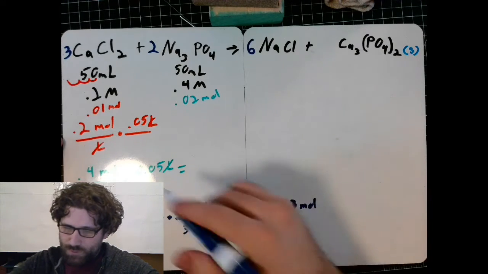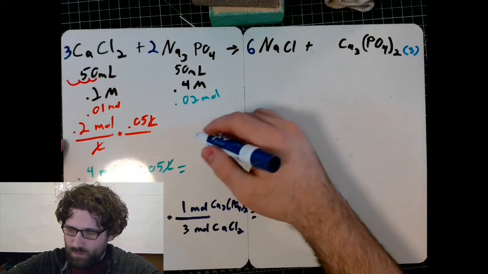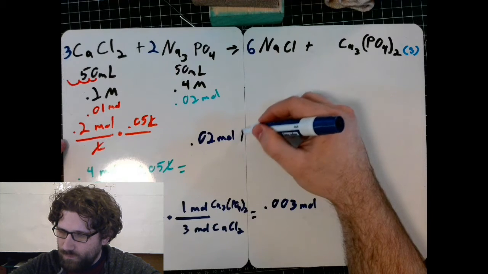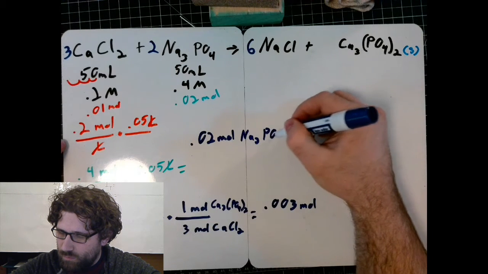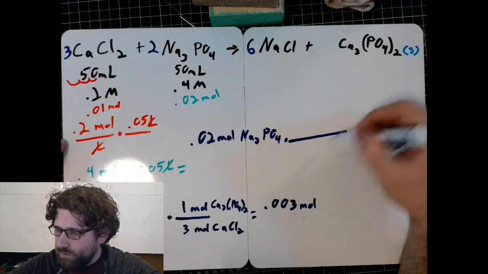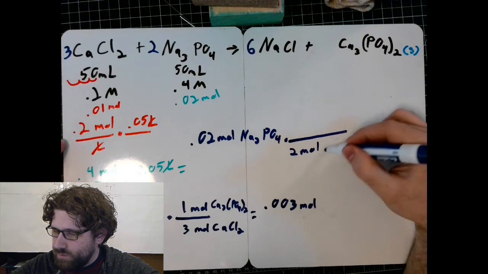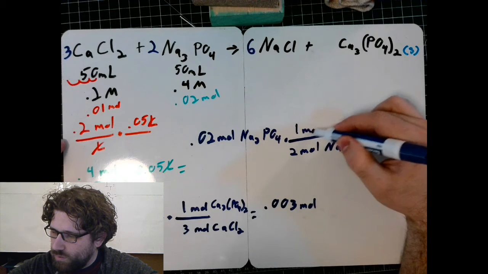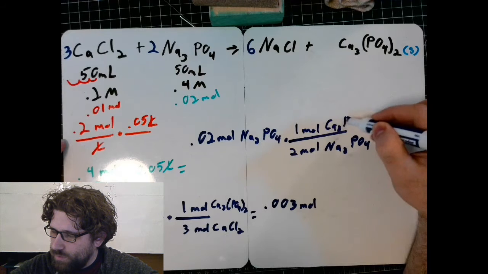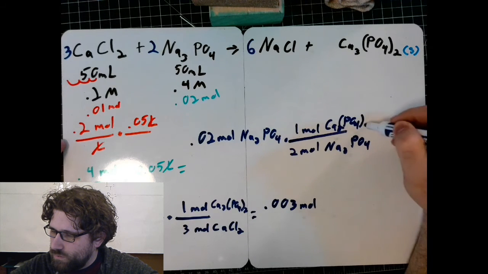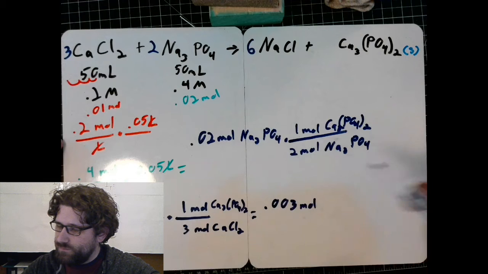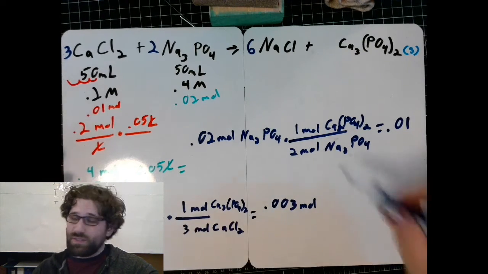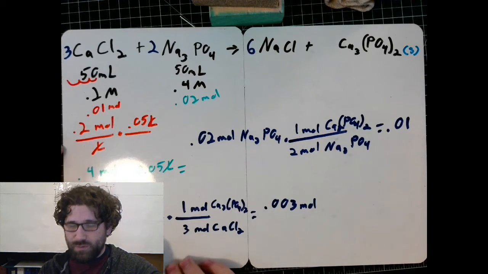Okay, so now let's take this one. So let's go 0.02 moles Na3PO4 times 2 moles Na3PO4 for every 1 mole Ca3(PO4)2. So that's 0.02 divided by 2, so that's going to be 0.01. So we can see, yes, our limiting reactant is going to be the calcium chloride.